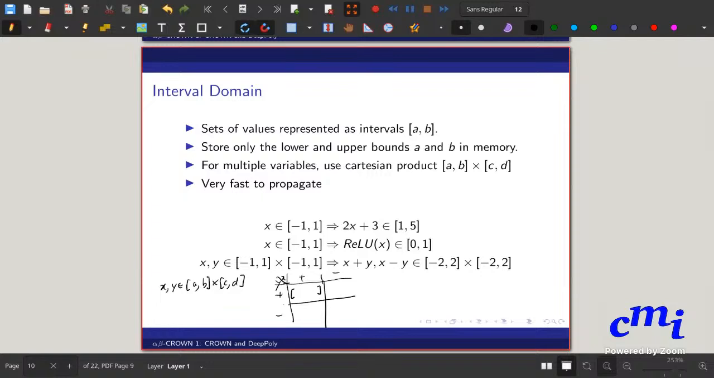AC comma PD. AC comma BD, right? When I say X and Y are both positive, what I'm saying is that the whole of the intervals are in the positive region, right? So A is greater than 0, C is greater than 0. So if A and C are both greater than 0, then we have AC comma BD, right?